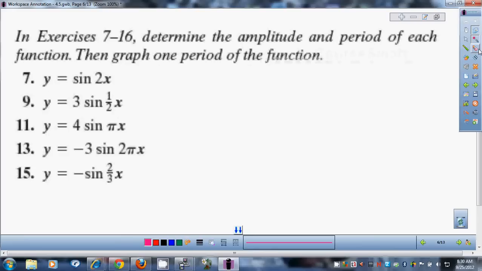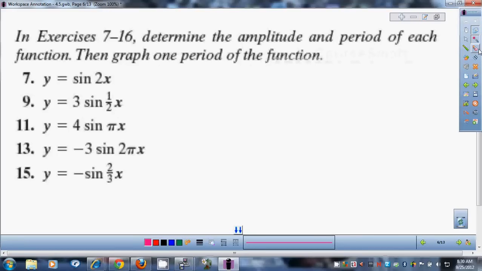The periods. Now, who can define for me what a period is again? What was the period of a function? Yes, but what's the definition of a period? Who can tell me? Okay. Who can tell me what a period is? Yes, sir. Heath. That's right. How long it takes to go through one cycle.